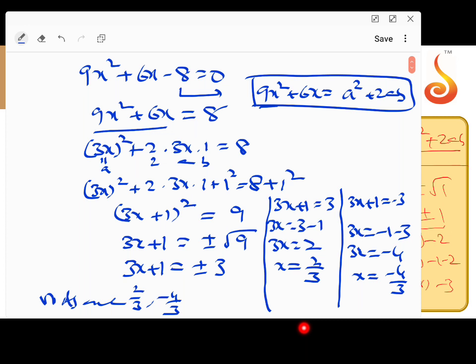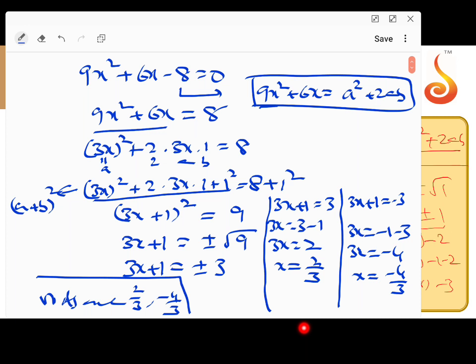Add b square term on both sides. Once you add b square term on both sides, the entire left side gives (a plus b) whole square. What is a? 3x. So (3x plus 1) whole square equals 9. And apply square root on both sides. So then we get 3x plus 1 equals plus or minus 3.